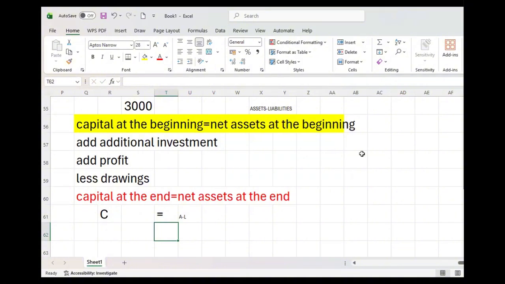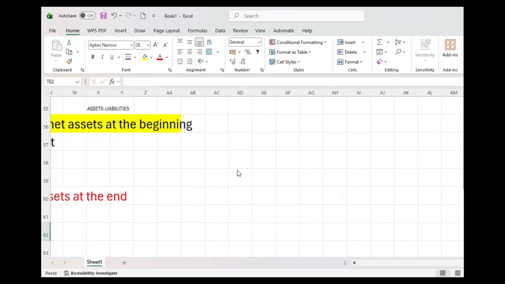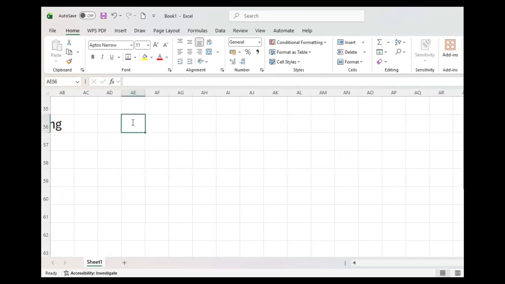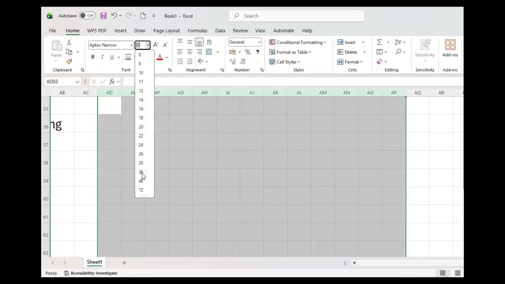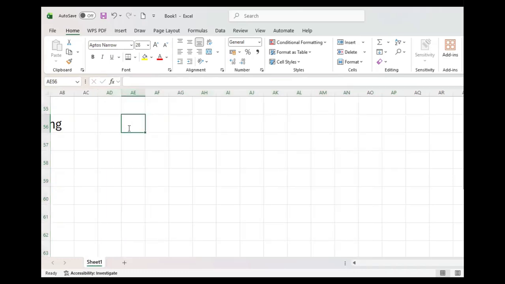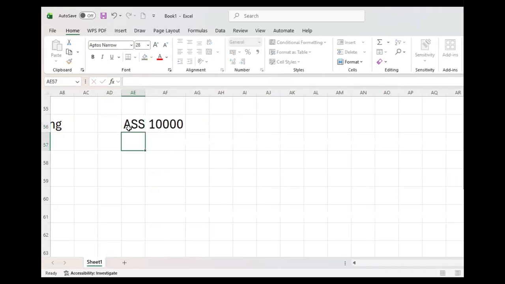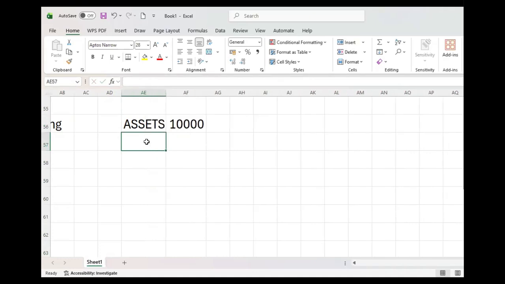Now let's take an example. So my assets, oh, my figures have become small. Let me increase it a bit. Okay, so let's say my assets were 10,000 and my liabilities were 4,000.